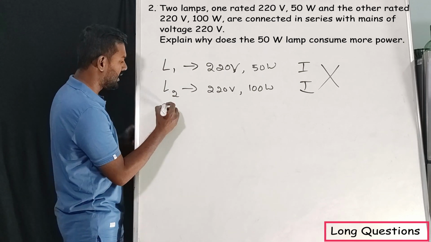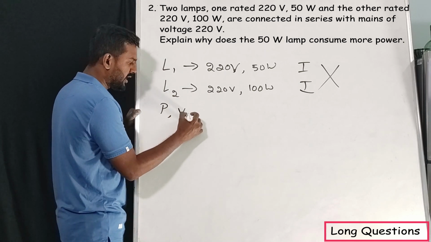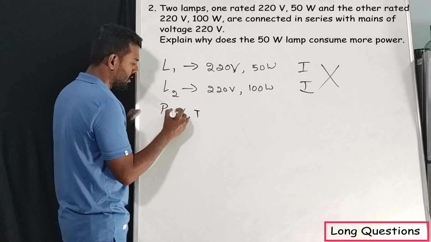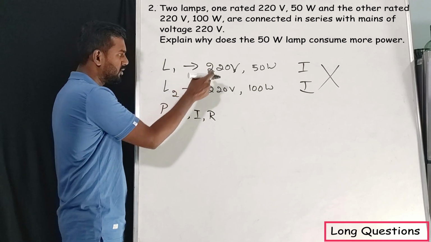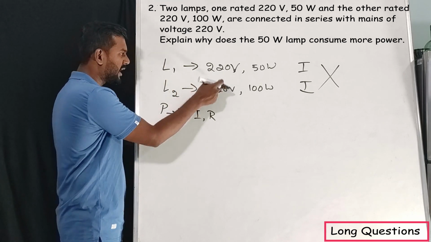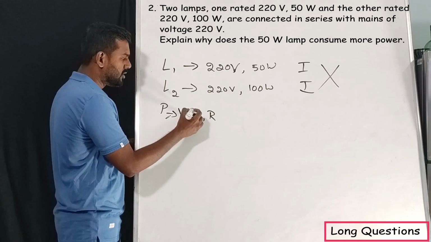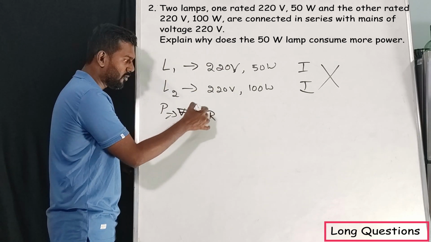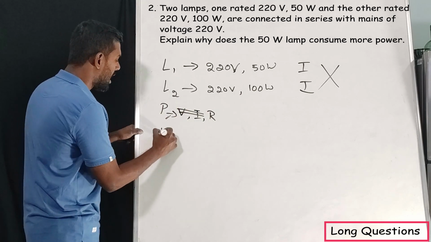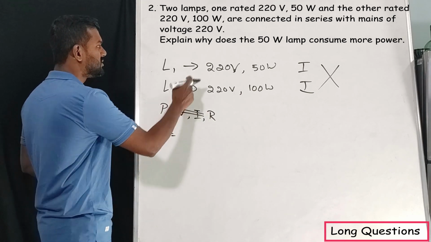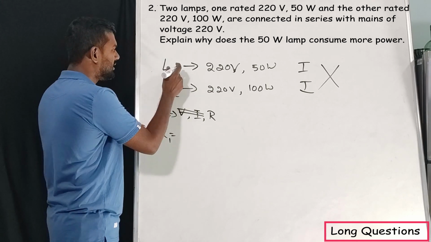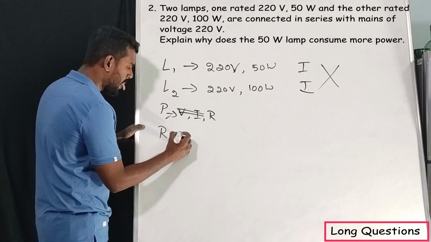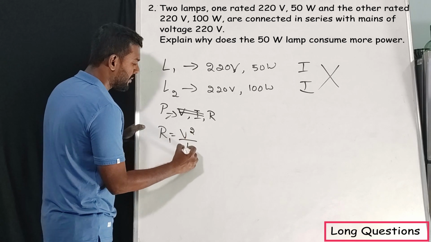Power is related to only 3 things: voltage, current and resistance, correct? Voltage is given. In both the cases voltage is same. In both the cases we got to know current is same. So we cannot use these two. We are only left with resistance. How can we find resistance using voltage and power? This is lamp 1, right? So R1, R is equal to V square by P.